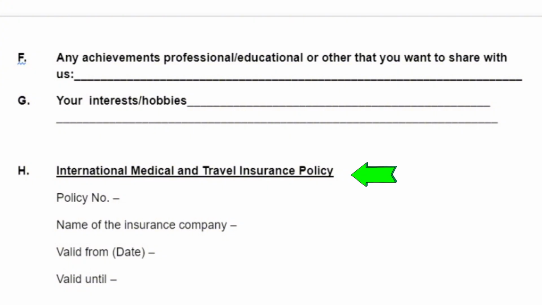Section H, you will not have this, unless you do have it, you can put in the information. However, this would be filled out afterwards when you do sign up for the medical and travel insurance.